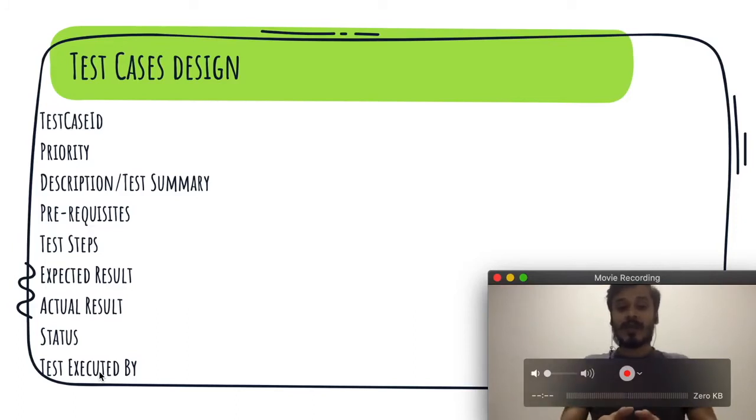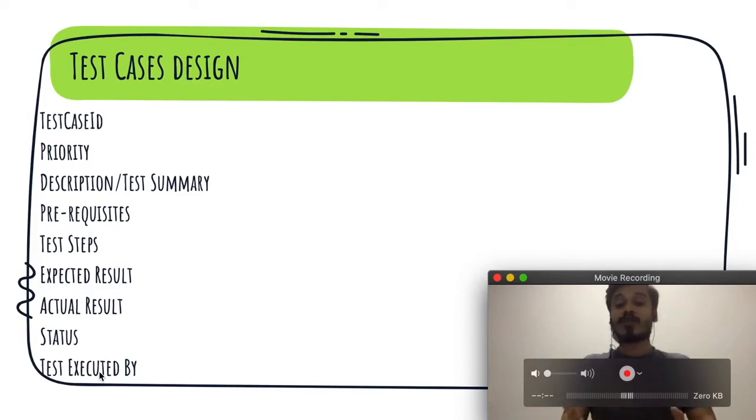Once we have written the test steps and reached the end of the test steps, then we need to write the expected result of the test case, what exactly it is expecting. Say for example, if I am entering the correct username and correct password, then Facebook should log in. So this is my expected result.